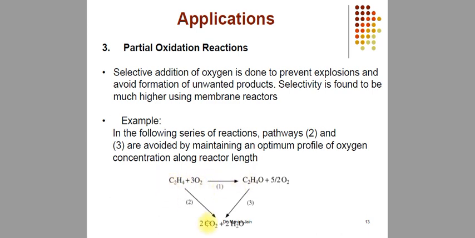The reaction will not proceed in the second path, and you can simultaneously remove the aldehyde from the reactor, so that the reaction will not proceed further along the third path. It will stop up to here only. So this is the application of the membrane reactor in the partial oxidation reactions.